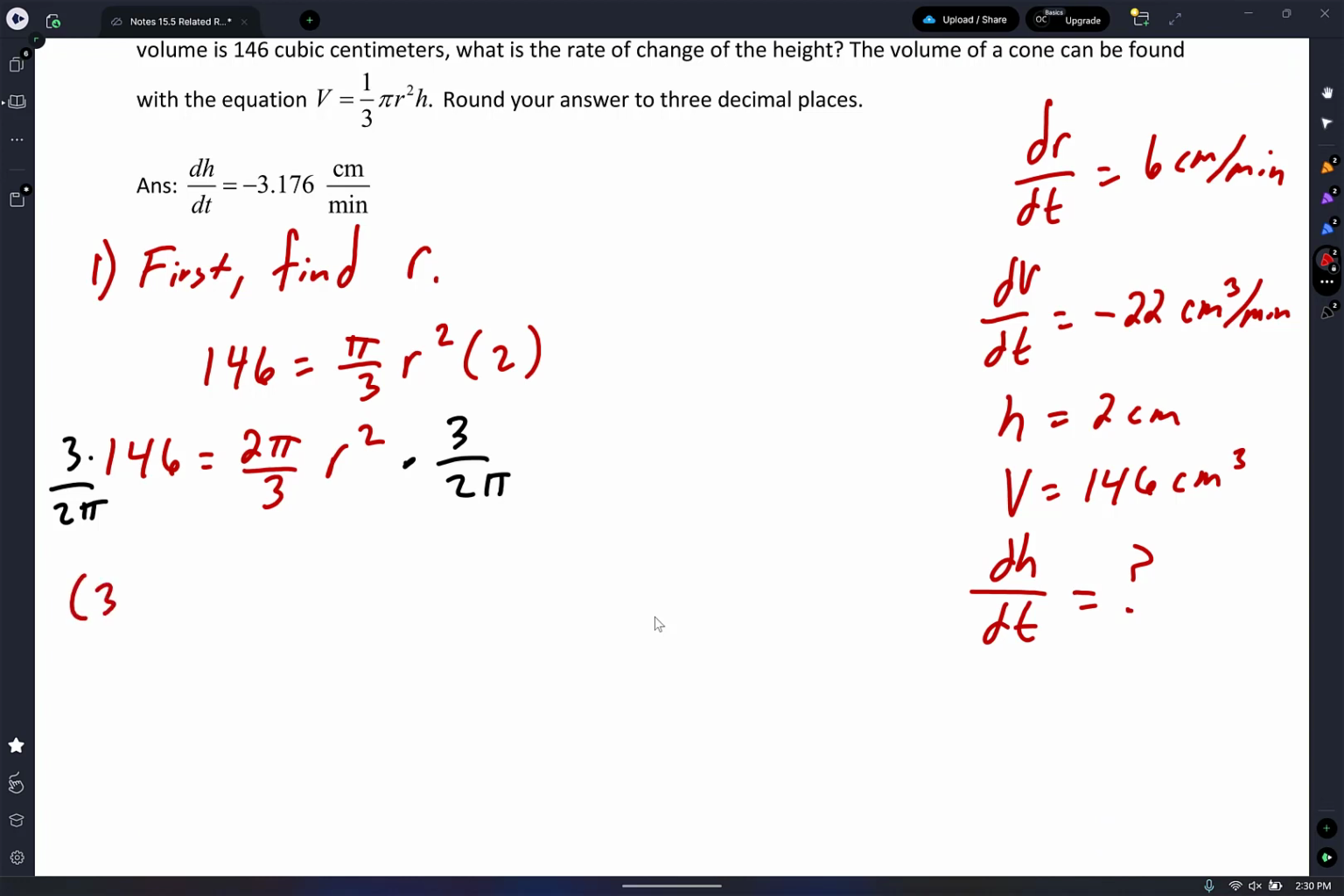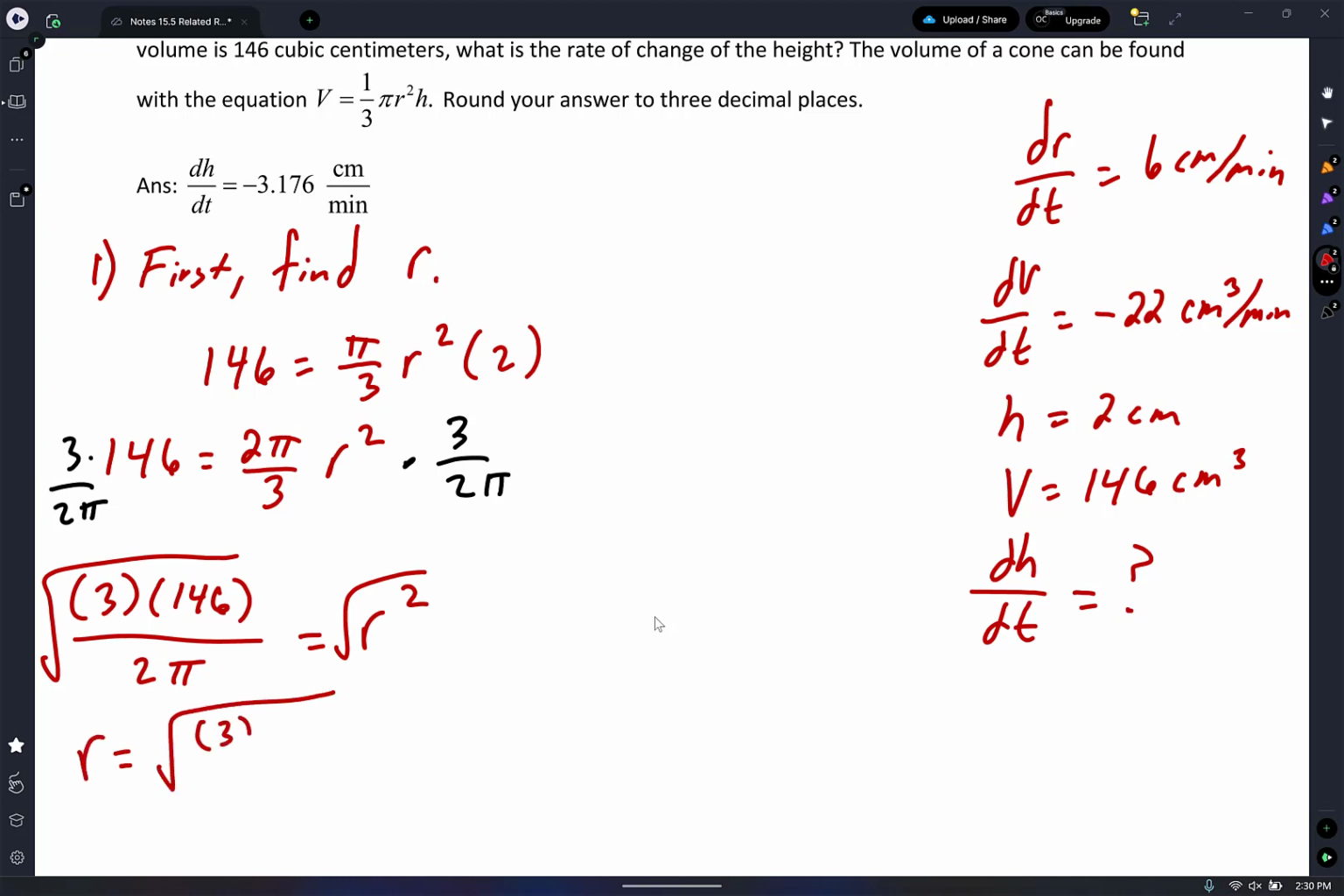3 over 2 pi, I don't know what that number is, so I'm just going to leave it like that. I'm going to go 3 times 146, all over 2 pi. I'm going to use that fraction feature in a little bit. That equals r squared. Are we still okay? Square root. And then whatever answer that is, I'm going to type into my calculator and store it in a register. Well, that's what those letters mean. Store it in a letter.